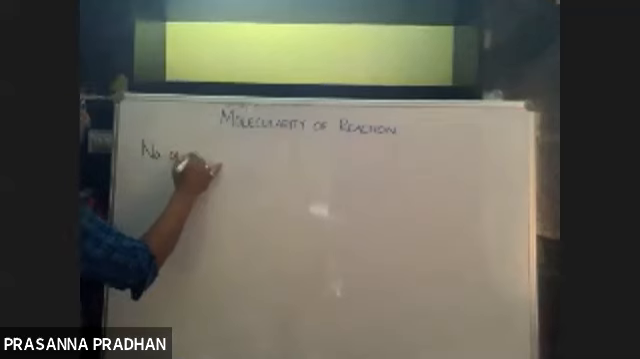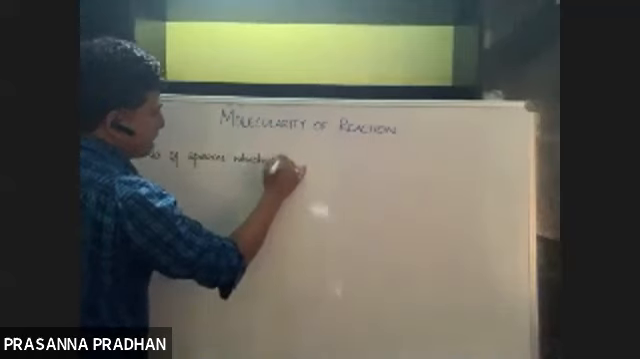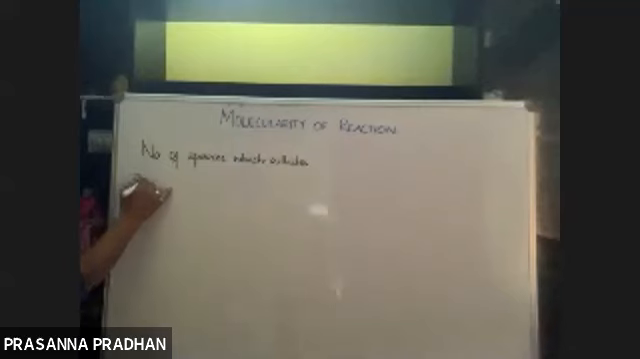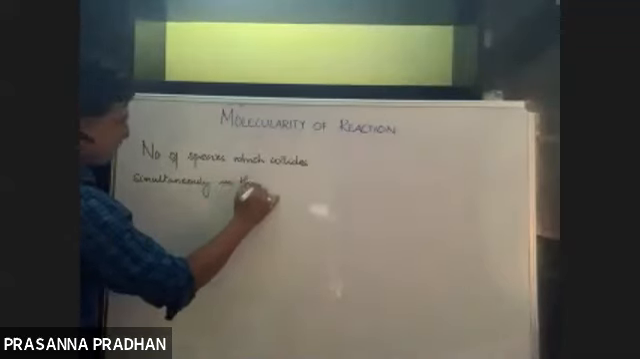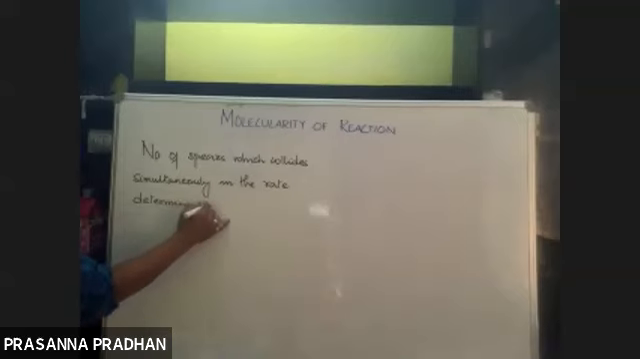So first of all, let us discuss what you mean by molecularity of a reaction. Molecularity of a reaction is defined as the number of species. Species means it can be an atom, a molecule, or an ion, which collides simultaneously in the rate determining step.